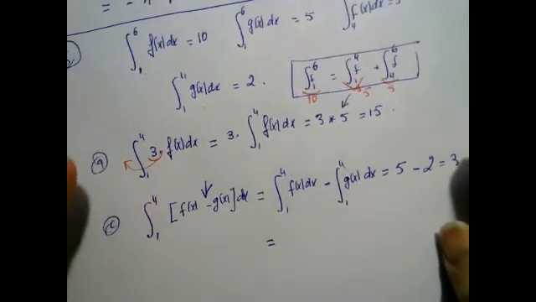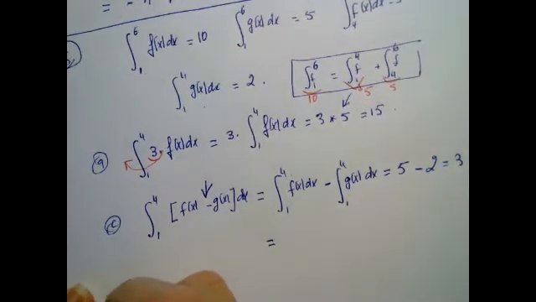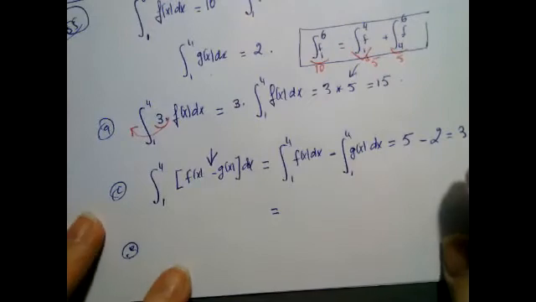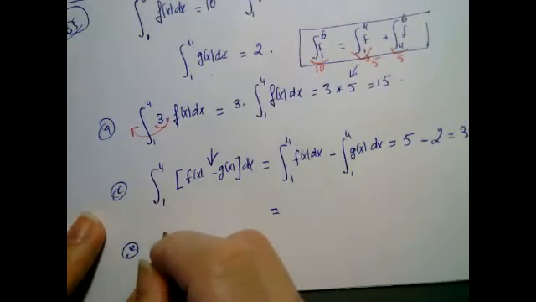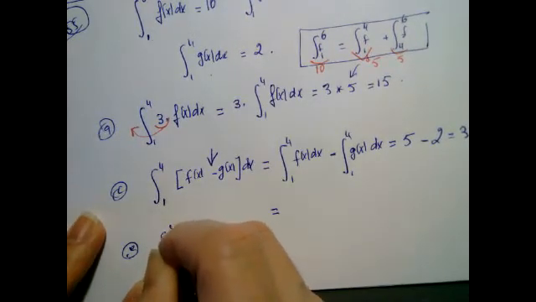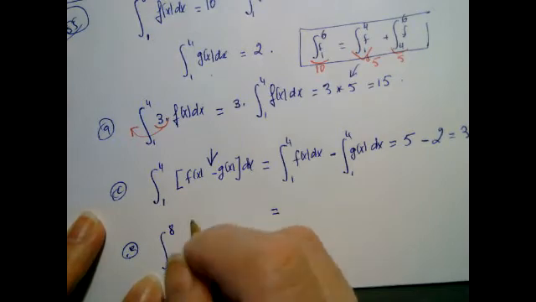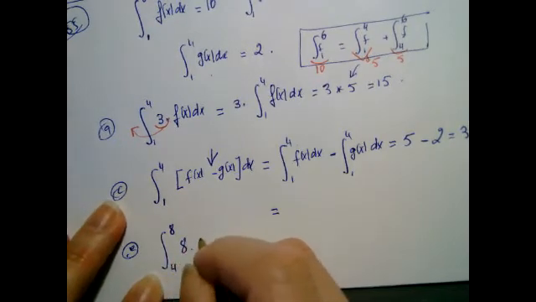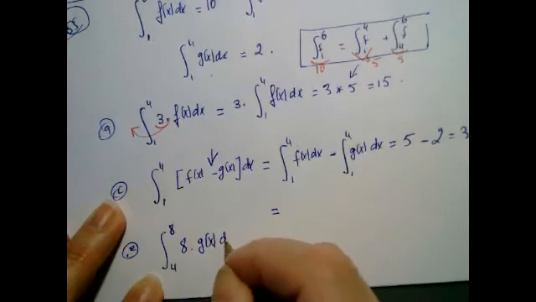And now I'll do E, and the rest is actually the same. So I don't think you guys should have trouble doing them. If you can't, you ask me tomorrow. Integral from 4 to 8 of 8 times g of x dx.